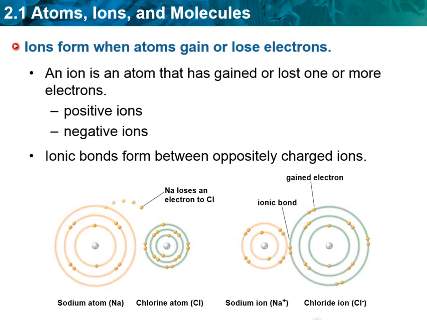So you can see here down at the bottom that you've got a sodium, and it's going to lose an electron to the chlorine, and the chlorine ends up taking that electron. The chlorine's going to become negative. The sodium is going to be positive, but notice that right here, the sodium doesn't just go away.